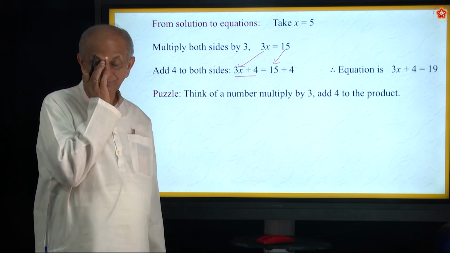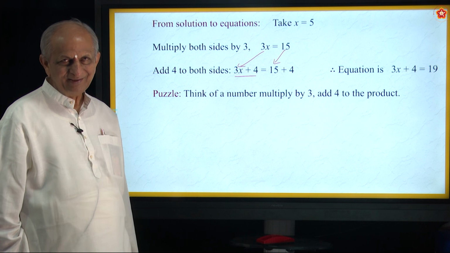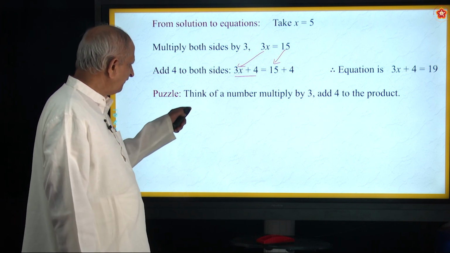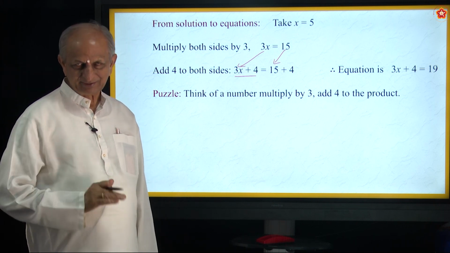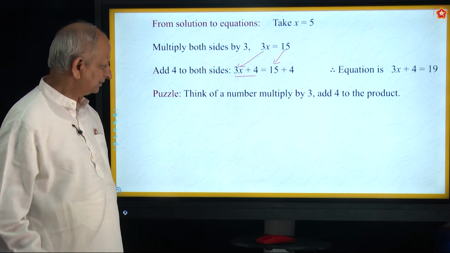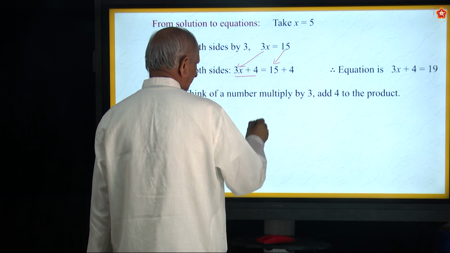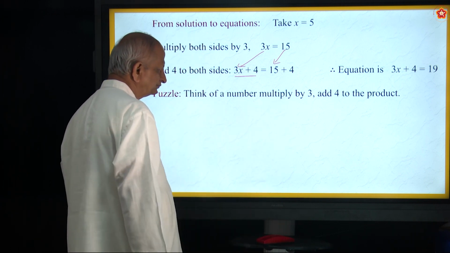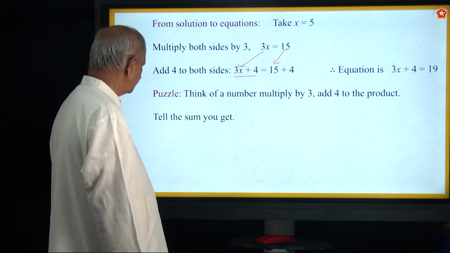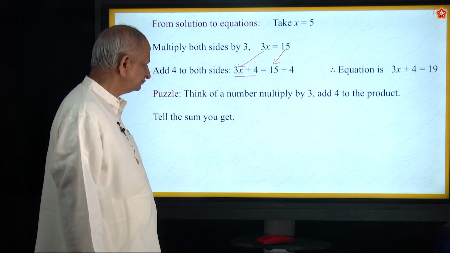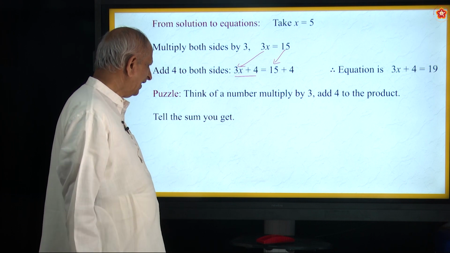Now, one puzzle. You may have so many puzzles, correct? So, one puzzle we will have now. Think of a number. We shall call it x. Any number you can think. Now, multiply it by 3 and add 4 to the product. Tell the sum you get. So, think of a number, multiply by 3, add 4.